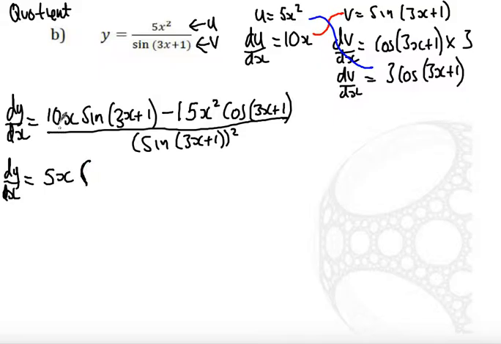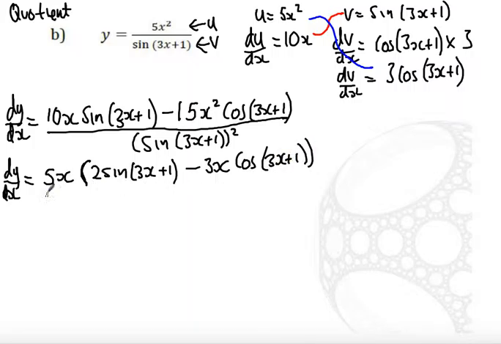So inside the bracket I get left 10 divided by 5 is 2, x divided by x is 1, and so I just get left with 2 sine 3x plus 1. Minus 15 divided by 5 is 3, x squared divided by x is x, and then we get left with a cos 3x plus 1. So I haven't taken that 3x plus 1 outside as a common factor. It's not because I've forgotten to, it's because it's not a factor, it's part of a composite function.